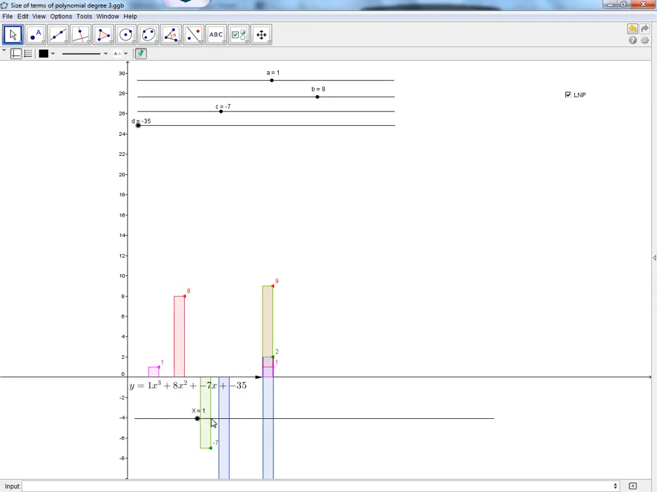Oh. The x is controlled by this slider here. So when x is 1, this is the value of x cubed, 8x squared, 8x where x is 1. Where x is 1, we get negative 7. And negative 35 is just always going to be negative 35. So this blue bar represents that. The green bar represents the negative 7x. If I change it to 0, all of these would be worth 0, and this would be worth negative 35.